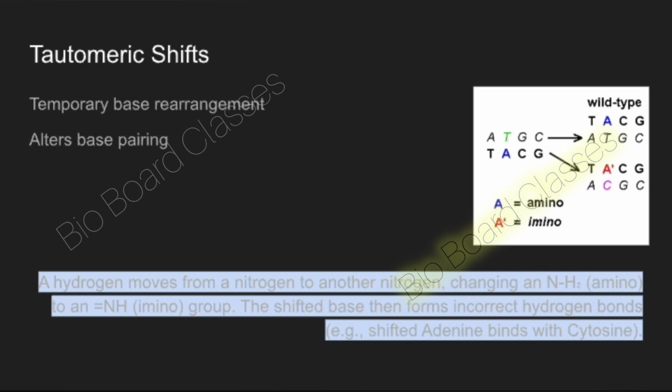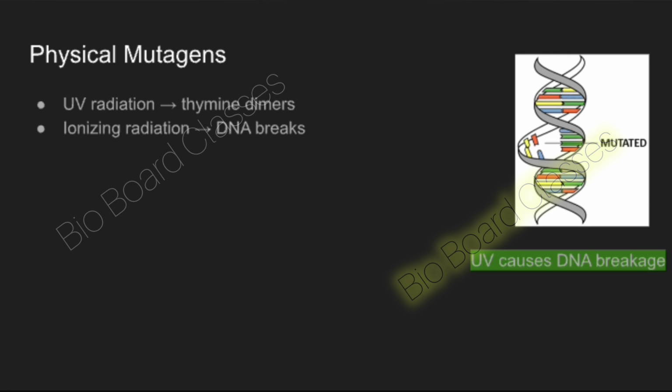Now, let's move beyond the cell to the environmental causes. UV radiation, especially from sunlight, causes thymine dimers, where adjacent thymine bases bond together. This distorts the DNA helix and blocks normal replication. Ionizing radiation, such as X-rays and gamma rays, is even more dangerous. It can break one or both strands of DNA, leading to large-scale mutations and chromosomal damage.